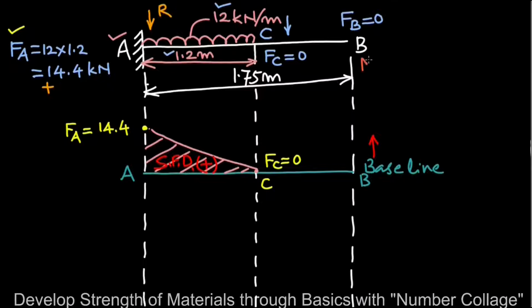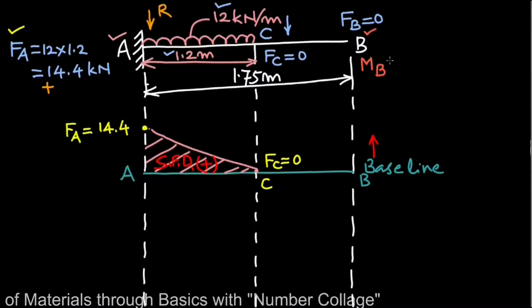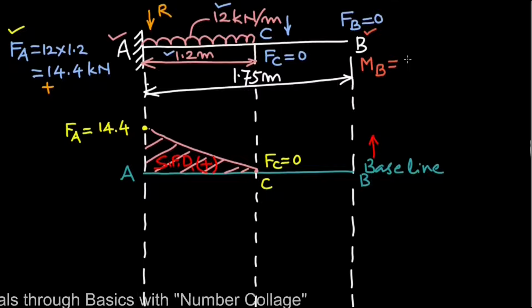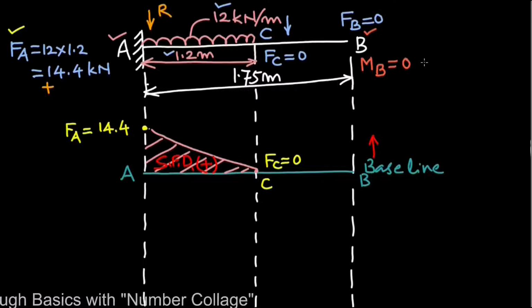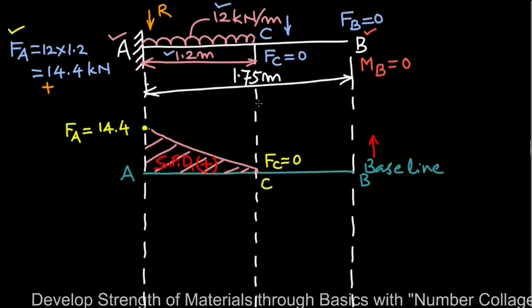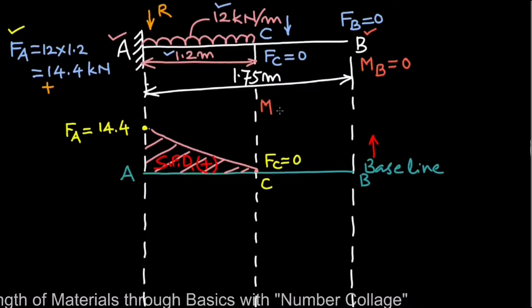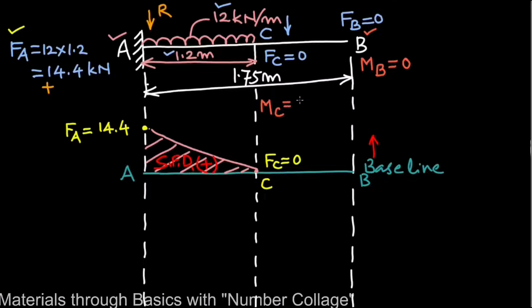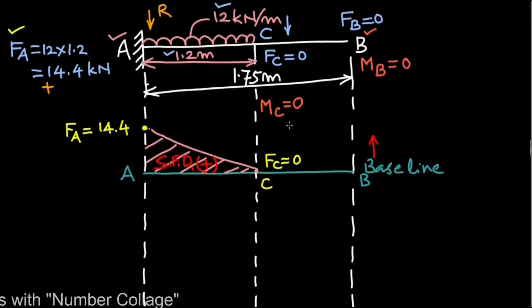Bending moment MB at the free end of this cantilever will be 0 as there is no question of any bending at point B. Bending moment at point C, MC, will also be 0 as there is no load to give any moment at point C.